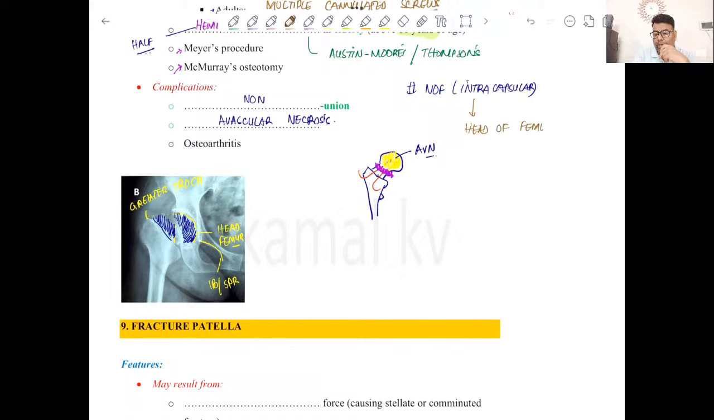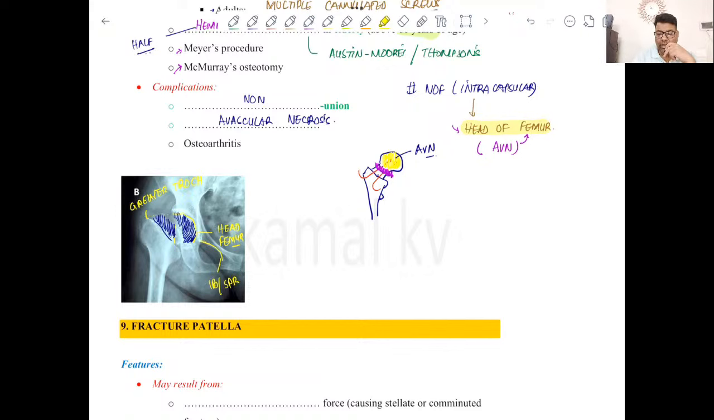So as a student, from an exam point of view, you should remember two things: which fractures can get AVN as a complication, and if the complication is developing, which part of the bone it will be seen in. So here AVN will be seen in the head of femur. In the previous session, we discussed AVN of scaphoid fracture, where the proximal part of the scaphoid will undergo AVN. Here you need to remember that it is the head of femur which will undergo AVN.